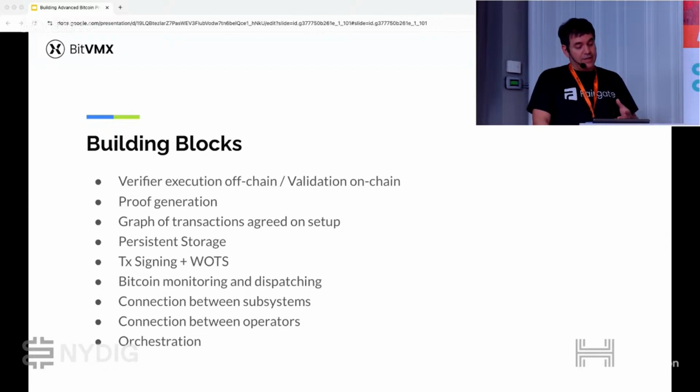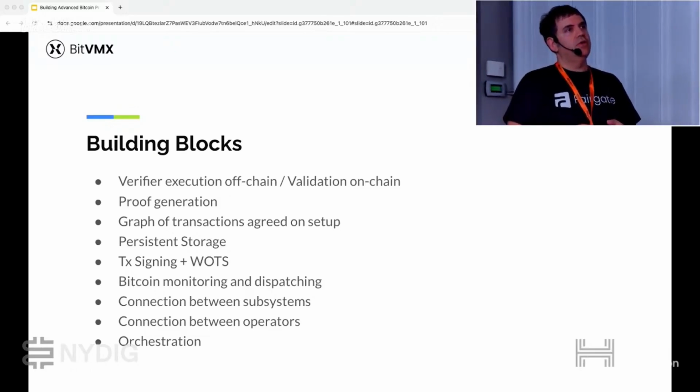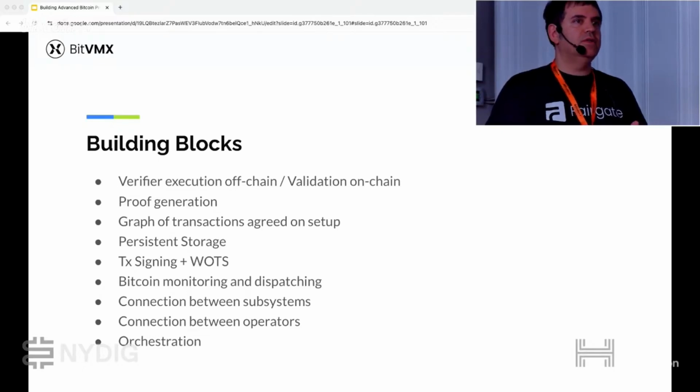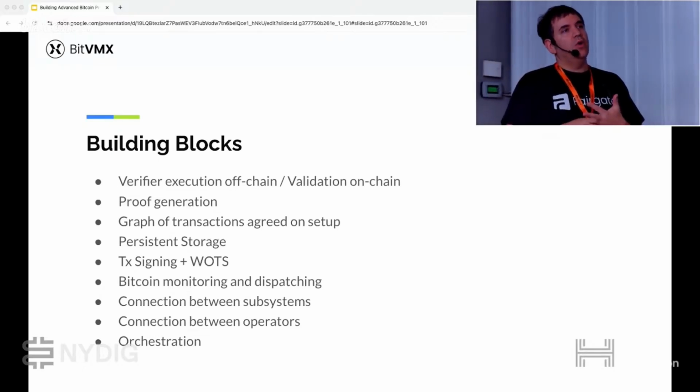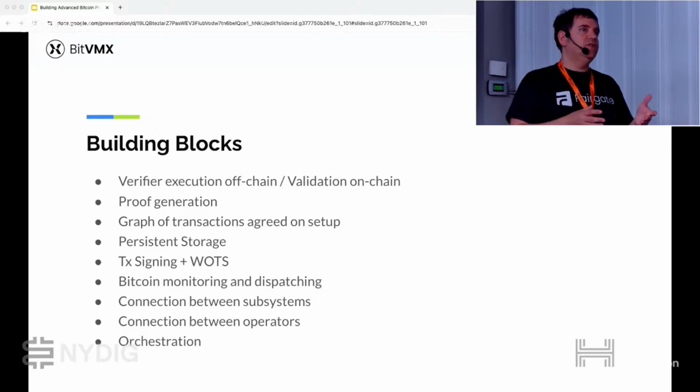We need to generate a graph of transactions that needs to be agreed on at setup. We need to have persistent storage. We need to have transaction signing, and it's not only the signing of the regular Bitcoin transactions, but we will also need to use Winternitz one-time signatures. That's the way to encode the information into these smart contracts.